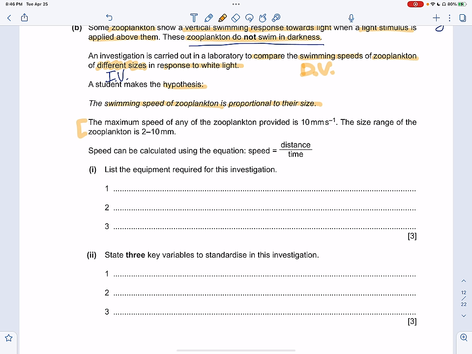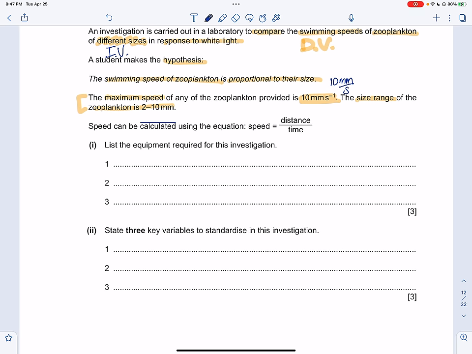And they give you some information so that you can make accurate units. The maximum swimming speed of any zooplankton provided is 10 millimeters per second, and I personally like to write it like this. My students know this. I just like to see what's being divided. I visually like that. This s to the negative 1 is the same thing as the division, dividing by seconds. The size range of the zooplankton is 2 to 10 millimeters, which is literally on the paper you have if you're not my students, it is like the length of this word calculated. That is 10 millimeters. Side note, if you printed this out, my students have it in half of a page, so it will be smaller.